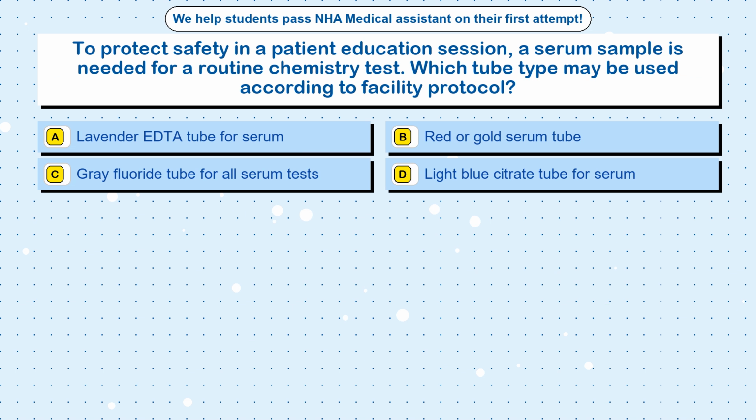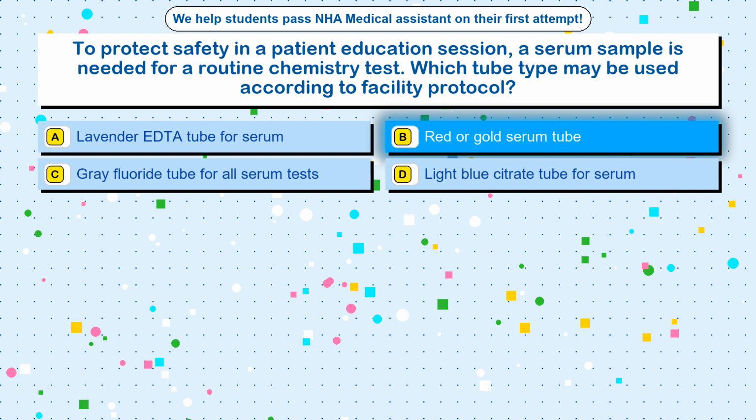Question 59. To protect safety in a patient education session, a serum sample is needed for a routine chemistry test. Which tube type may be used according to facility protocol? Option A, lavender EDTA tube for serum. Option B, a red or gold serum tube. Option C, gray fluoride tube for all serum tests. Option D, light blue citrate tube for serum. The correct answer is option B, red or gold serum tube.